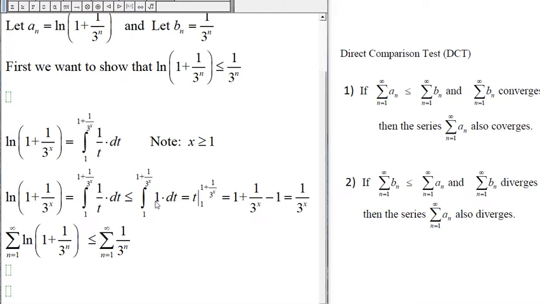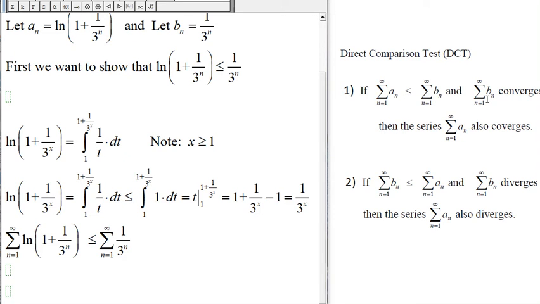The antiderivative of 1 will be t, and then evaluating from 1 to 1 plus 1 over 3 to the x, we get 1 plus 1 over 3 to the x minus the lower limit of integration, which is 1. So we get 1 over 3 to the x. And therefore we've shown that ln of 1 plus 1 over 3 to the x is less than or equal to 1 over 3 to the x. And so the series A sub n is less than the series B sub n, and we have shown this part right here.